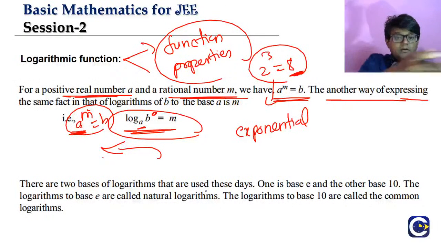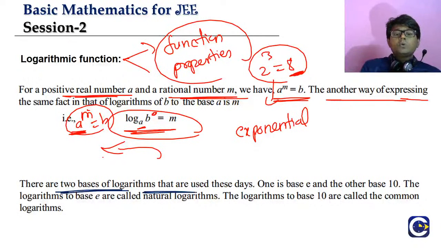We have seen in question A, I gave the base as what? 10. Question B, we took the base as what? 2. Question C, we took the base as what? 3. We can use any base. But nowadays we mostly use 2 bases. So these are the common values of base that we take.